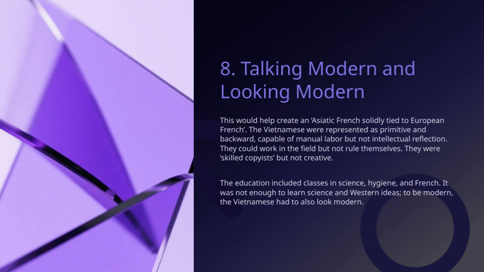In this perspective, the Vietnamese were often portrayed as primitive and backward. They were seen as capable of manual labor, but not of intellectual reflection or self-governance. They were viewed as skilled copyists, good at imitating Western ideas, but not as inherently creative or innovative. And this ties into the larger theme of how colonial powers constructed identities and perceptions to justify their rule, emphasizing superficial markers of modernity over true independence or intellectual development.